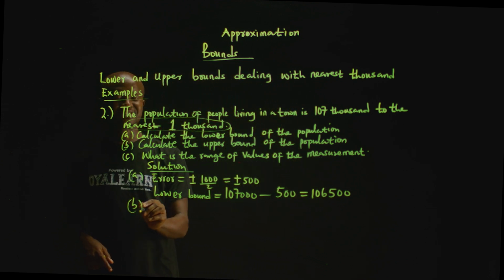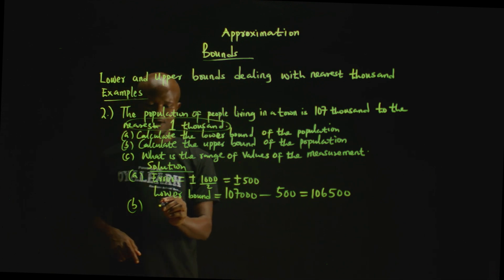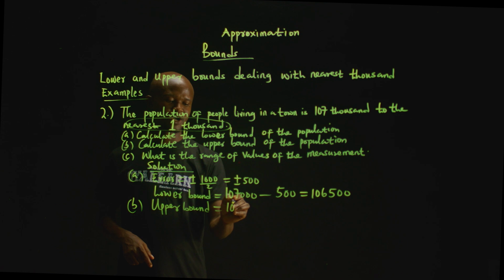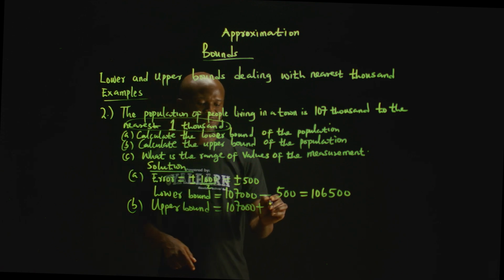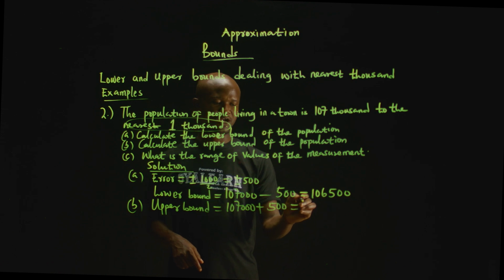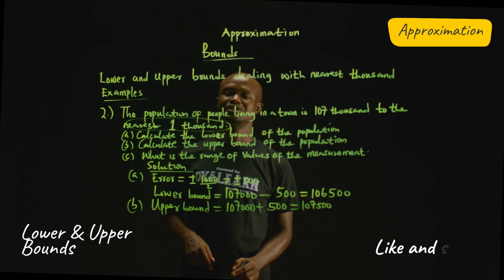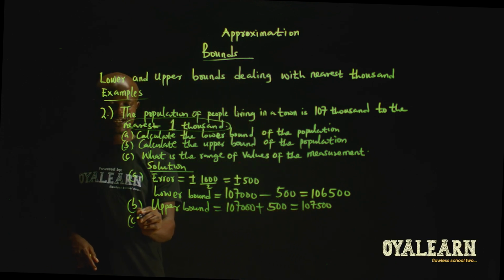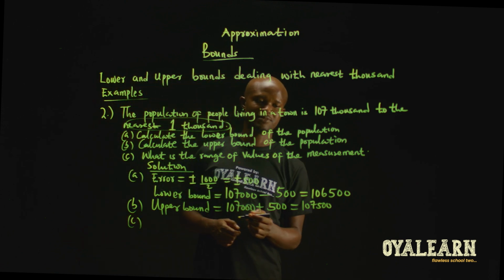Now we calculate the upper band, which is the next question. Upper band. The upper band will be equal to what? 107,000 plus 500. That's 107,500. That is B. Now, for the C part, what is the range of values of the measurement?